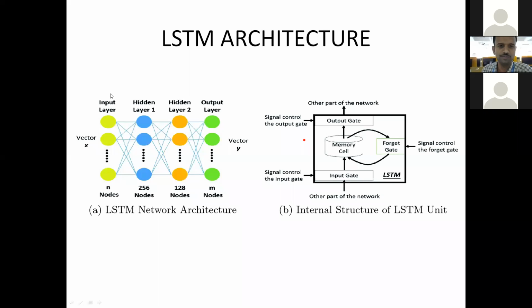You have the input here and the outputs, and these are the hidden layers, where the initial hidden layer will have the maximum number of nodes, like 256. The second hidden layer will have half of these, almost 128 nodes. This is the internal structure of how it looks. An input gate will be there. A memory cell will be there. A forget gate will be there, which will give the signal controls from the memory cell. It will be like a loop. It will go on until you achieve the desired output. This is a very important internal structure for LSTM.